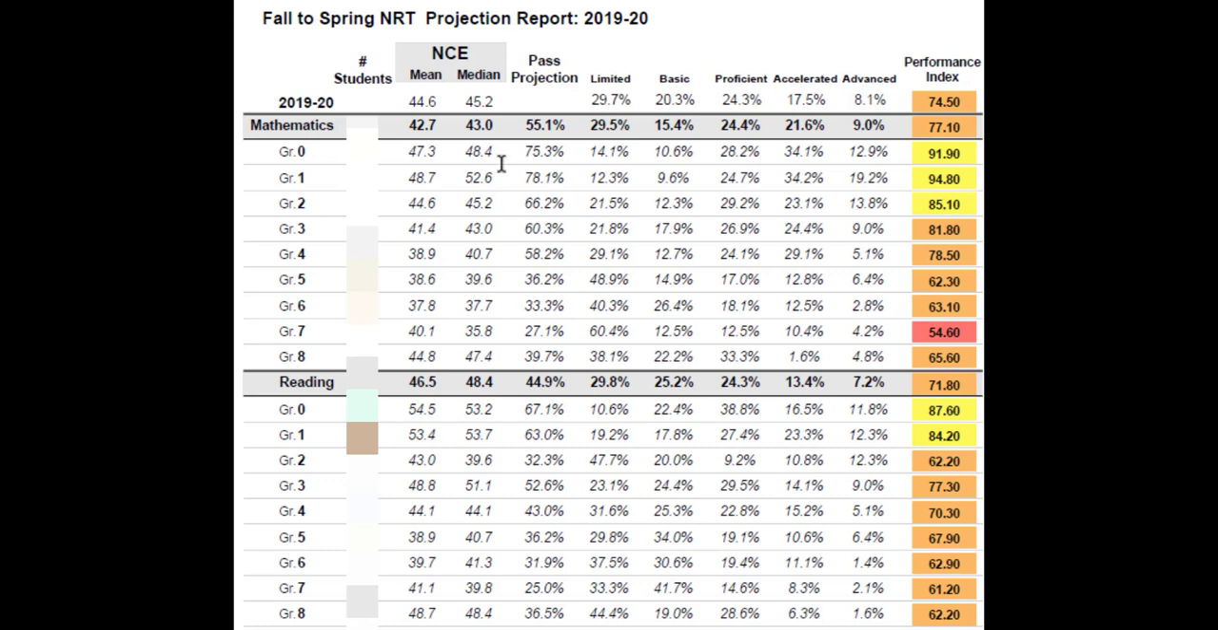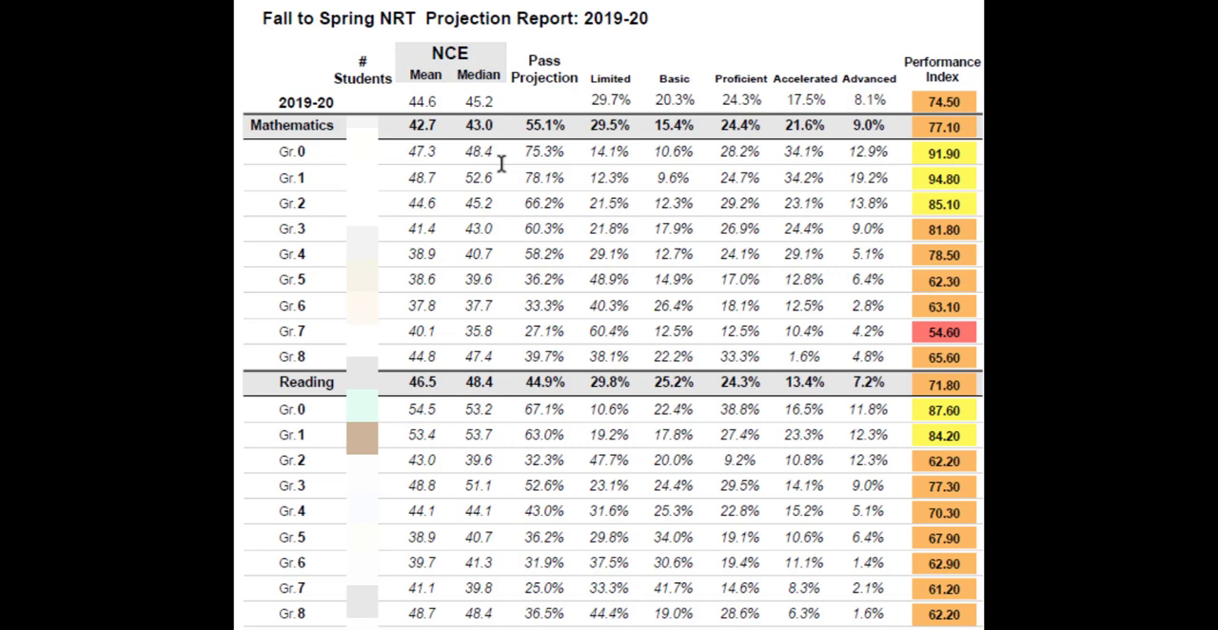The pass projection looks at the percent of students that are expected to be proficient, accelerated, or advanced. It's not necessarily based on that mean NCE, but more off the projected performance level. And then there's a breakdown of each performance level, the percent of students that are going to be limited, basic, proficient, accelerated, and advanced. With those calculations in hand, we can continue to convert it onto a projected performance index. Same as we saw on the first page, the projected performance index is color-coded based on the percent of the possible 120 points that that group has earned.